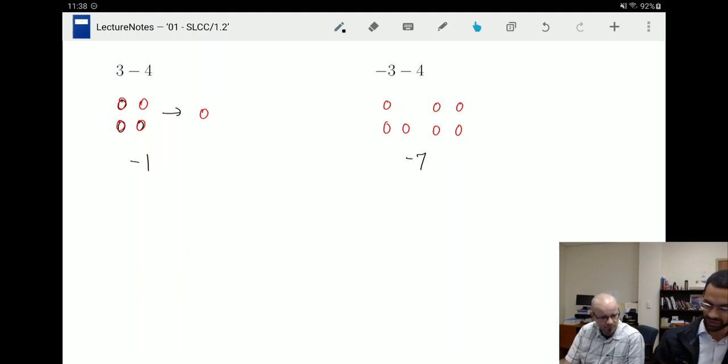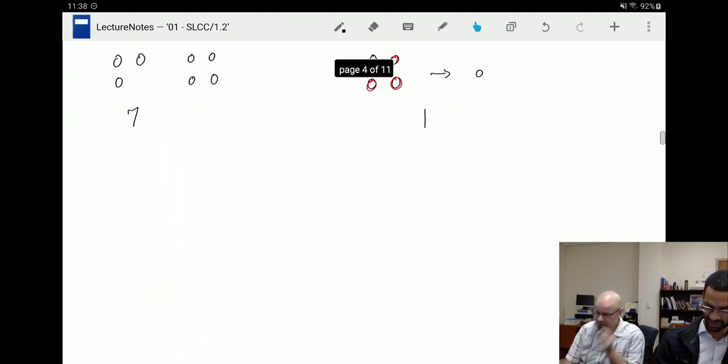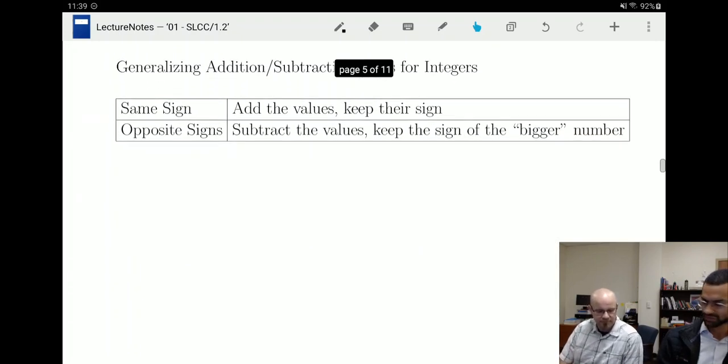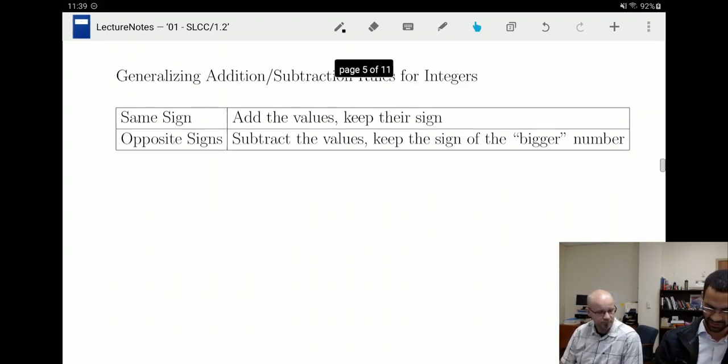I think we should generalize those rules because we don't want to think like this every time we do a problem, right? So let's generalize some rules. Basically, if the signs are the same, you're dealing with two positive or two negative numbers, you add them together and keep their sign, right?